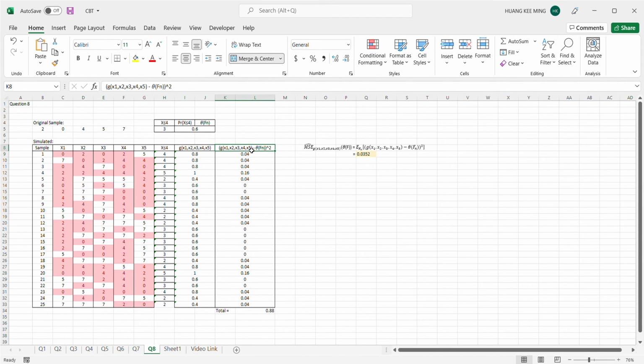Next, we compute the square difference between G(x1, x2, x3, x4, x5) and theta Fn of 0.6. We lock the theta Fn and drag it down. Finally, the MSE, which is the mean square error, is obtained by 1/25, which is the probability of each sample, times the sum of the square differences.